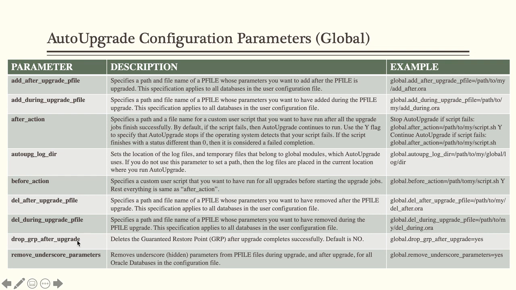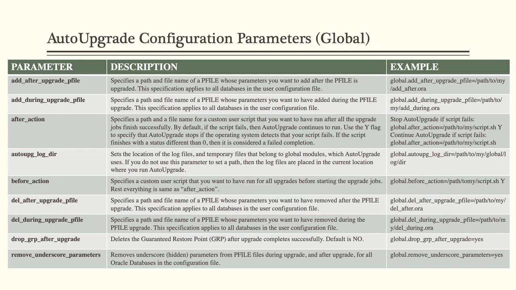Drop GRP after upgrade. As I said, when you do upgrades, before the actual upgrade starts, Oracle creates a guaranteed restore point, so that if something goes wrong, it also takes care of restoring the database without any manual intervention. So you are telling here that at the end of the upgrade, the GRP, guaranteed restore point, that you created prior to the start of this upgrade, should be dropped automatically. By default, the global action is no, meaning do not remove the guaranteed restore point. I would like to retain it.